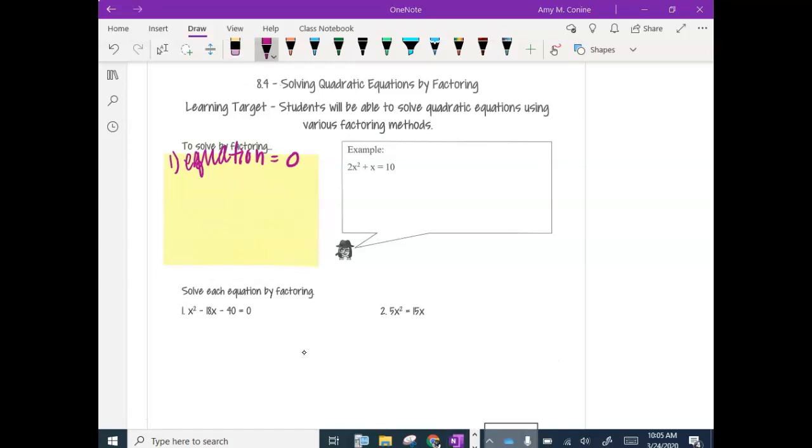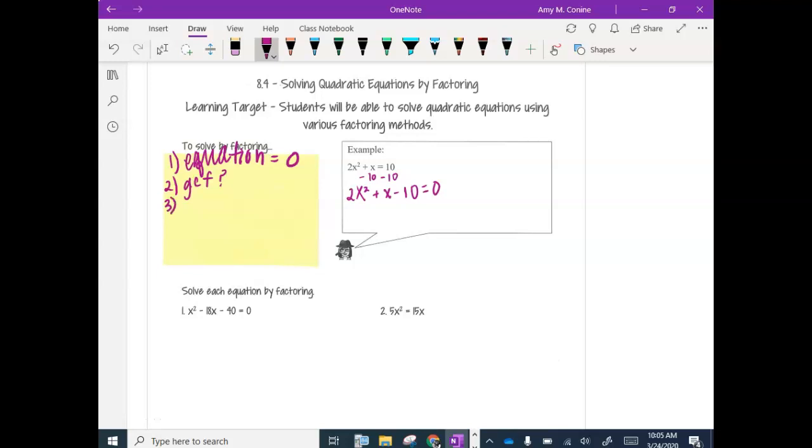So for our example here, 2x squared plus x equals 10. It is not equal to 0. So we're going to move that 10 over. So we should have 2x squared plus x minus 10 is equal to 0. So that's step 1. Step 2 is when we begin our factoring, so we need to look to see if we have a GCF. Okay, for our example, there is no GCF here, so we are good to go.